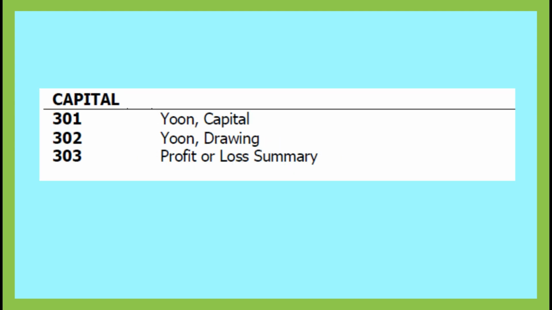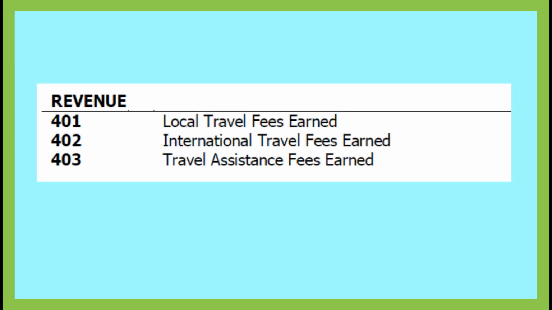And then for capital, ang gagamitin natin is account code number 3. So we have the capital of the owner, the drawing account of the owner, and profit or loss summary. Tsaka na natin pag-usapan yung profit or loss summary. And then we also have revenue as account code number 4, local travel fees earned, yung mga dinadala nilang customers sa local destinations. Yan ang gagamitin nating revenue account.